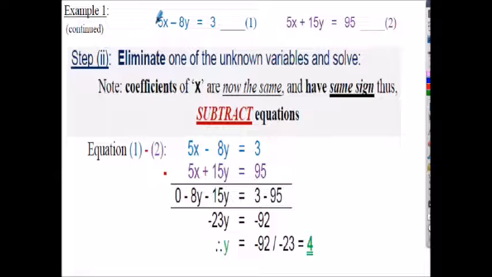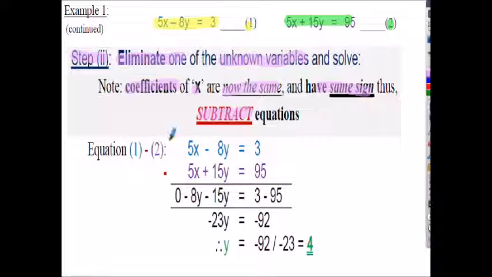Example 1 continued here. I've just repeated equation 1 and equation 2 from the previous slide for convenience. Now in step 2, in this case, we're going to eliminate one of the unknown variables and solve for the other. We notice from the above equations that the coefficients of the x term are now the same and they have the same sign. So we'll be subtracting the equations shown below.